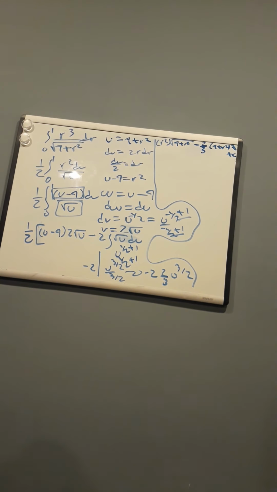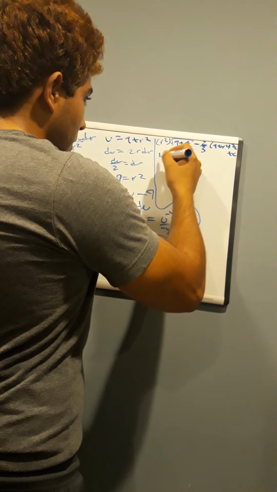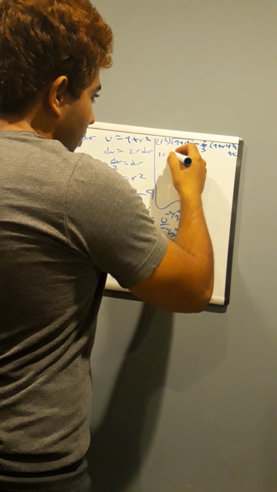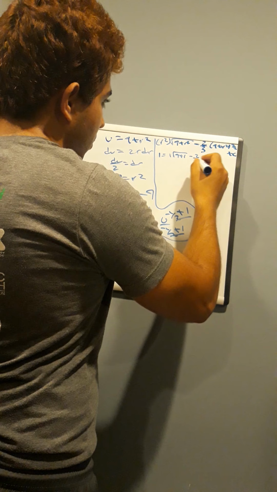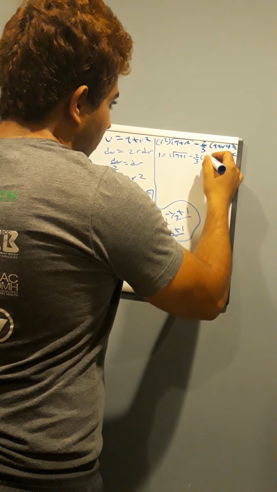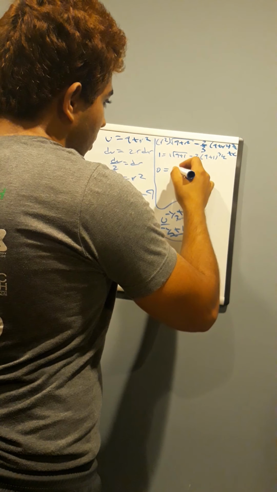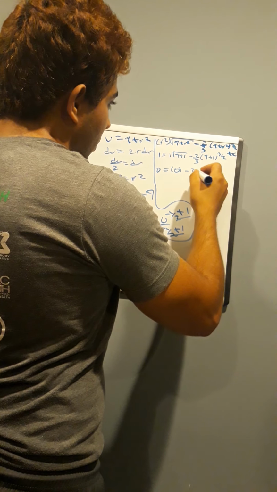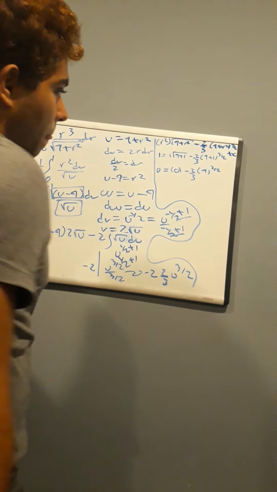Does that look good for everybody? Okay. Can you see that up there? I think you can. Okay. So I'm just going to go ahead and put in my 1 and my 0. So 1 for plus 1 minus 2 over 3, 4 plus 1 to the 3 over 2. 0, this is just a big fat 0. Minus 2 over 3 of 4 to the 3 over 2.